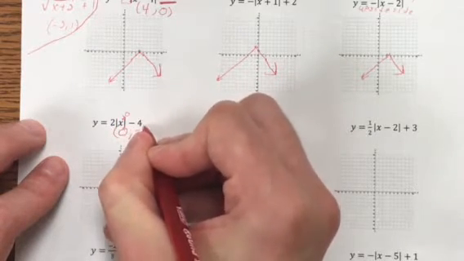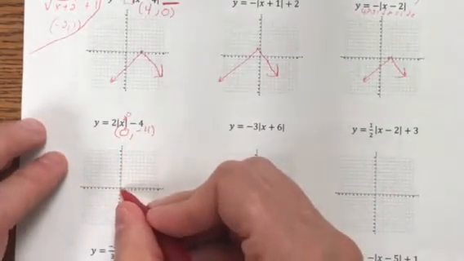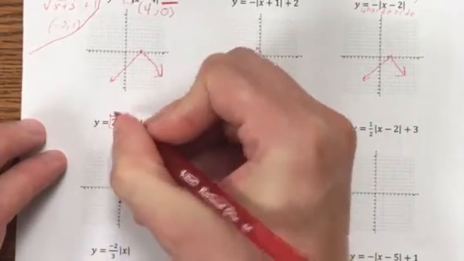And then the y value, keep the same, -4. That's going to be right here. 0, -4 will be right there. Now we're going to go ahead and use this 2.